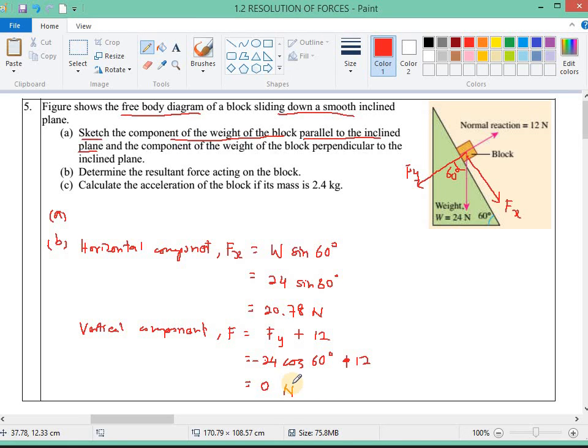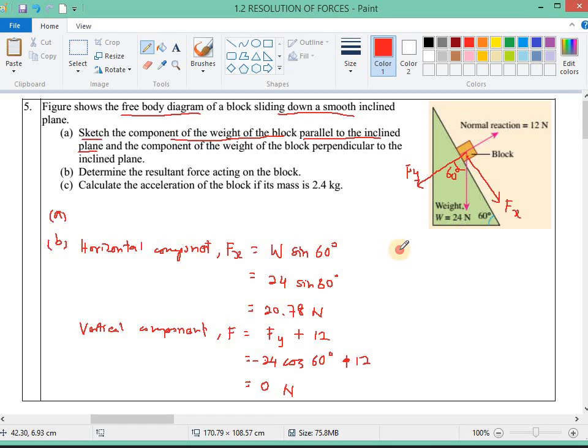So if we look back at the situation, we can understand why it is 0, because this block is on the surface and slides down the surface, so it is not moving into the surface or away from the surface. That means the y component of the weight must be equal to the normal reaction. So we get 0.